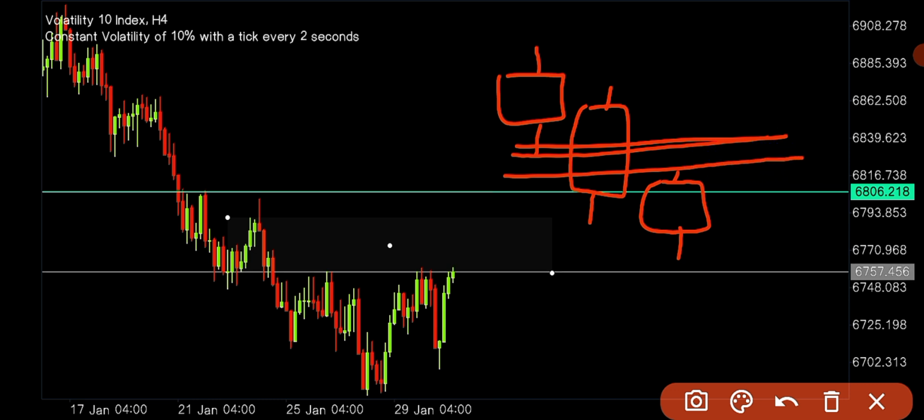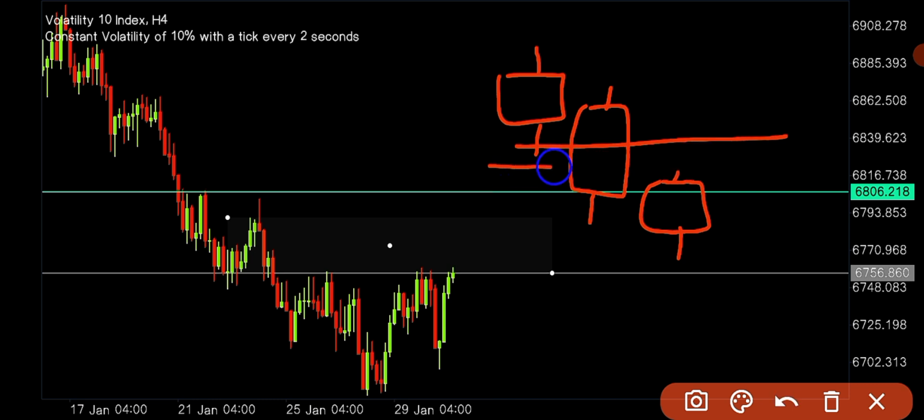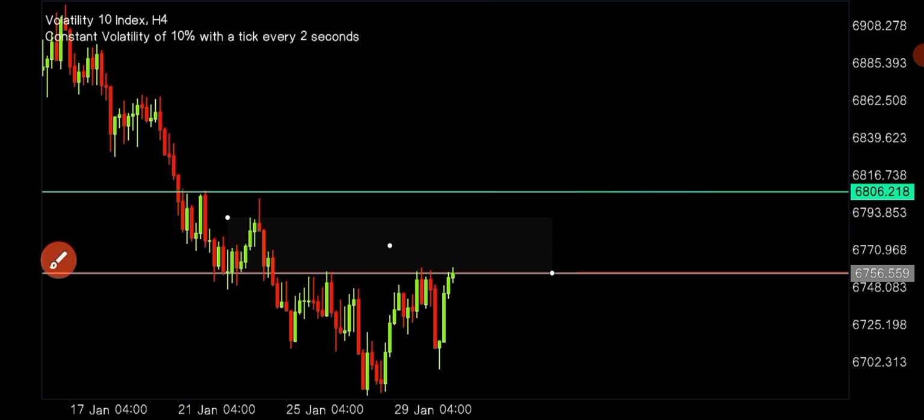This is an imbalance. On a normal day, a market is supposed to be moving efficiently, and there shouldn't be space between the two opposite wicks. That means it should be kind of matched. Okay, but when there is a gap, something like this, you call it an imbalance. So basically, that is what we have over here.